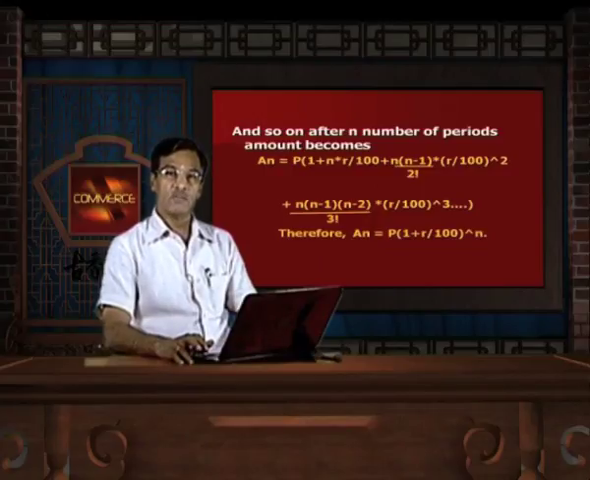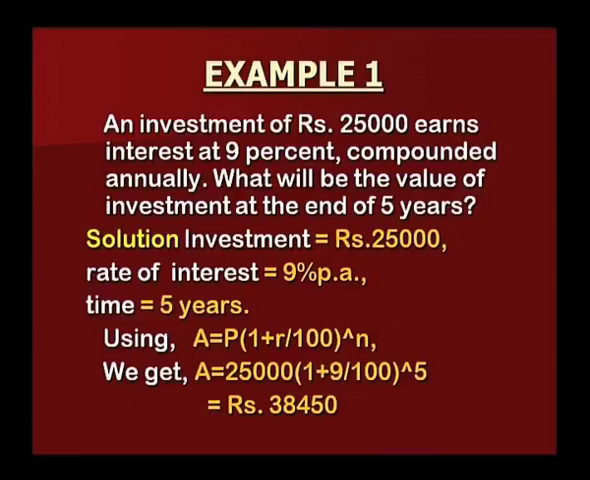Now, I will explain you some examples of calculating in compound interest. An investment of rupees 25,000 earn interest at 9% compounded annually. What will be the value of investment at the end of 5 years? Its solution. Investment is equal to rupees 25,000. Rate of interest is equal to 9% per annum. Time is equal to 5 years.